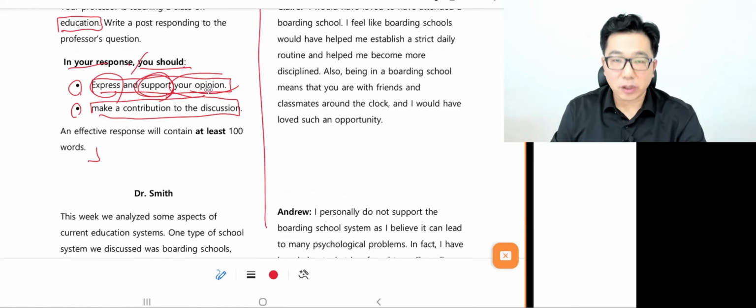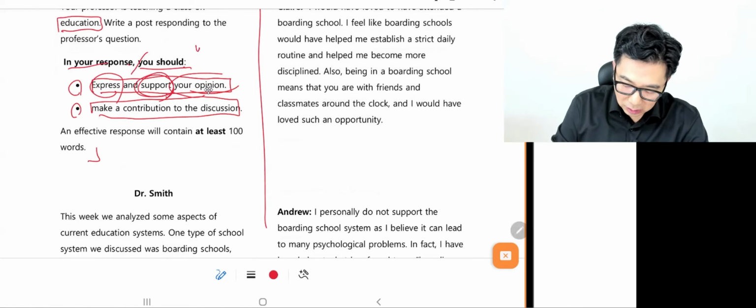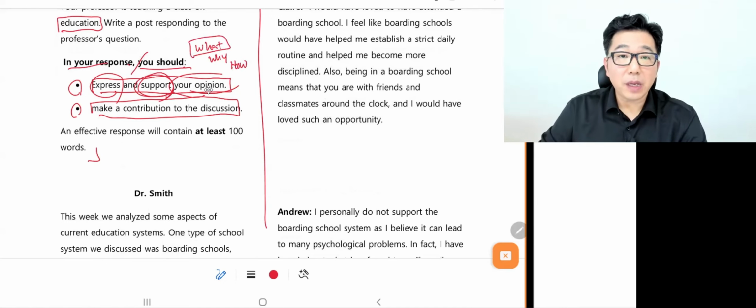The simplest way to do this always is what, why, how. So what would be our answer? And we can put in some reasons why we feel that way. And then if we want to elaborate even longer, we can think of how to support the why.